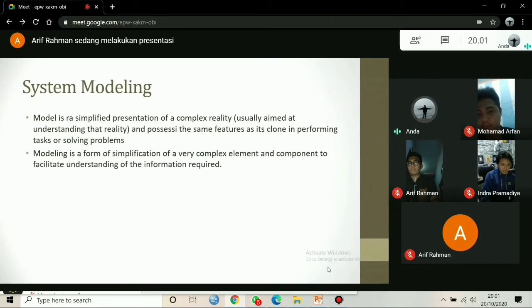System modeling. Modeling is a simplified presentation of complex reality, usually aimed at understanding that reality and processing it the same way as its clone is performing tasks or solving problems. Modeling is a form of simplification of very complex elements and components to facilitate understanding of the information required.